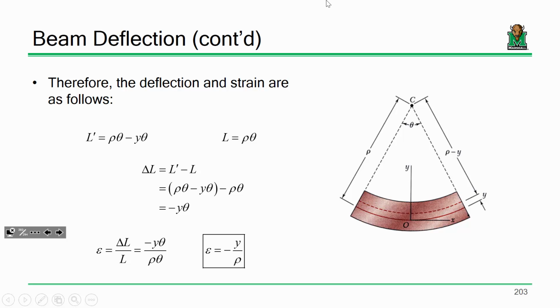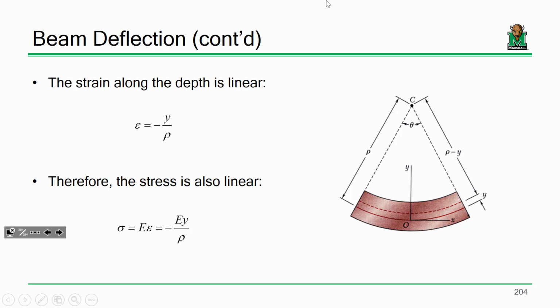Why does that matter? Well, I want to look at strain. How do we calculate strain? Change in length over the original length, right? So the original length is L. The change in length is this delta L, L prime minus L, right? So plug it out, check it out. You see that the thetas cancel, and I get negative y divided by that radius rho. Sound good? Not too bad, right?